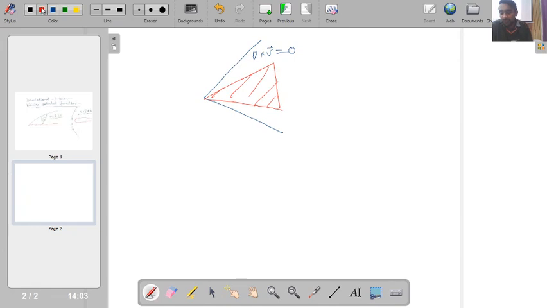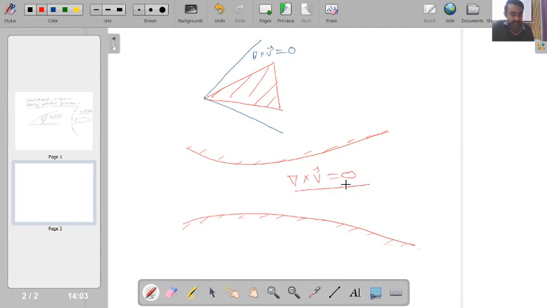Similarly, for internal flow situations also, if I have a convergent divergent nozzle, which is nothing but a variable area conduit, in this case also our flow was nothing but irrotational.